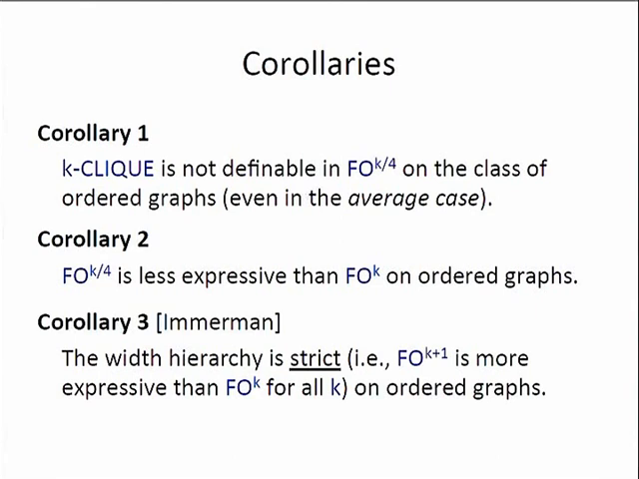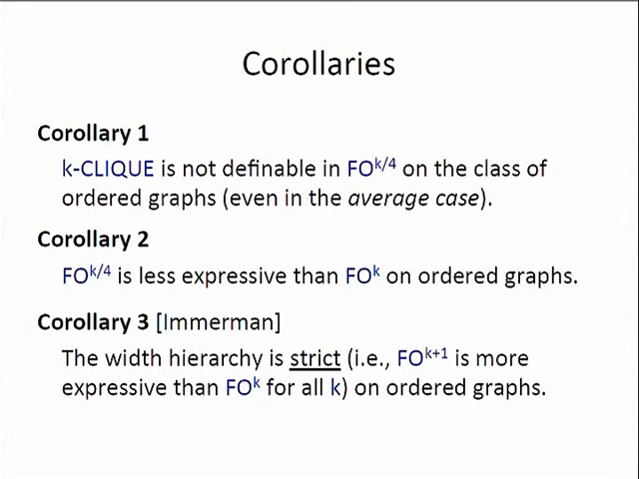Okay, so some corollaries of this result are that, well, this shows in particular that the k-click property is not definable with k over 4 variables on the class of ordered graphs. And in fact, this even holds in some kind of average case sense. So, of course, this implies that the k over 4 variable fragment is less expressive than the k variable fragment of first order logic on the class of ordered graphs.